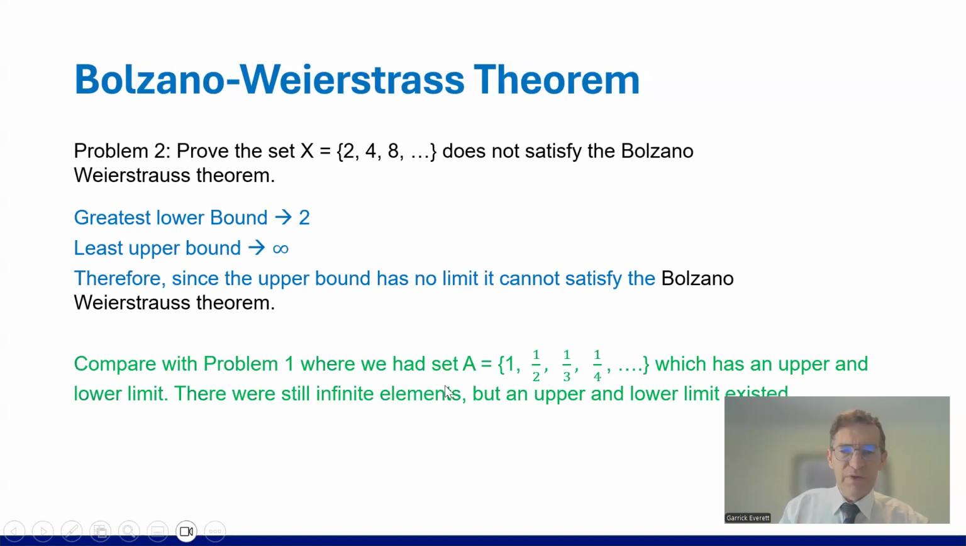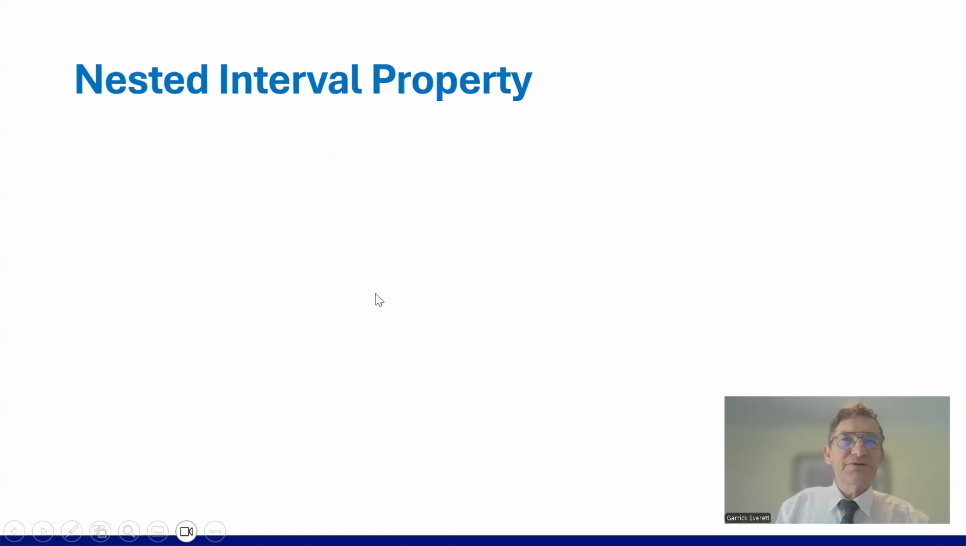So compare it with problem 1, where there's still infinite points, there's still infinite elements, but it's got an upper and lower bound. So you can still have infinite points. Here it just keeps on going, smaller, smaller, smaller, but there is an upper and lower bound. So that's the difference. Hope that makes sense.